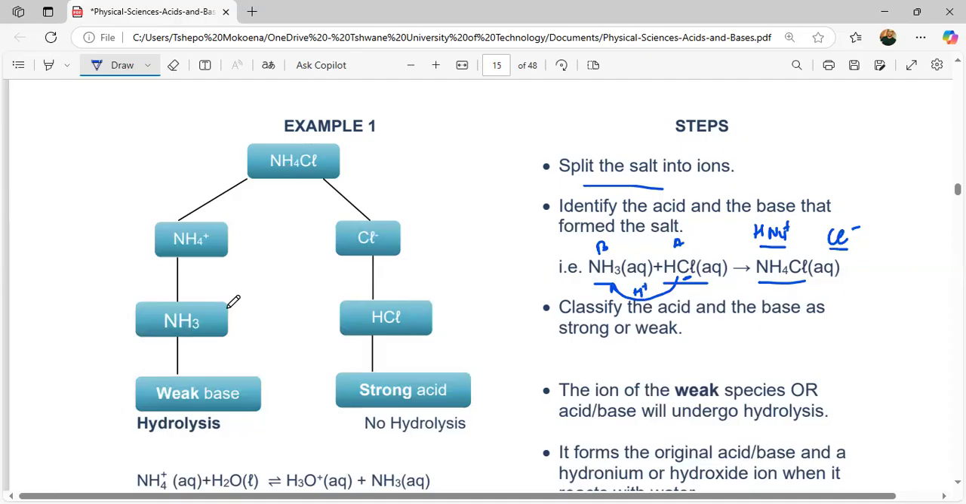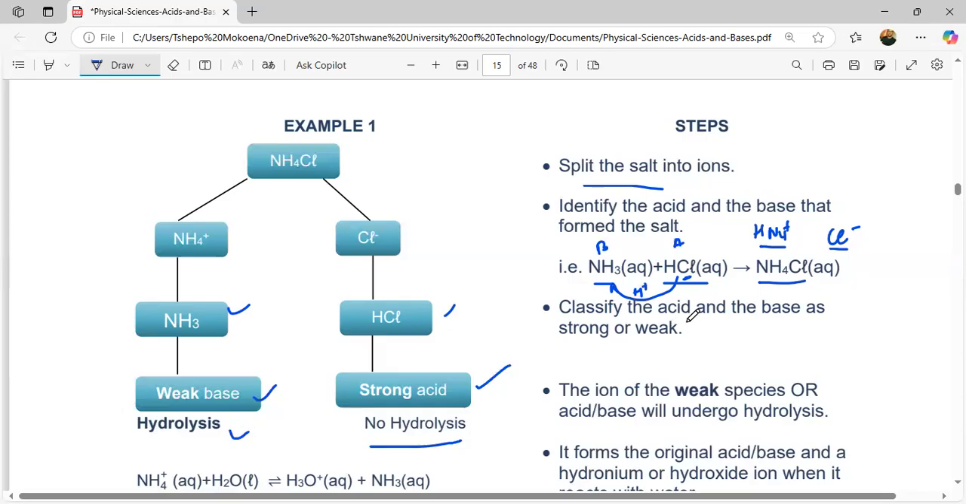Now, by looking at this, you should know, like I said, we looked at the table. We know how a strong acid looks like, how a weak acid looks like, how a strong base looks like, how a weak base looks like. So NH3, which is ammonia, is a weak base. HCl is a strong acid. And we saw that strong acid and strong base do not undergo hydrolysis. A weak base is the one that undergoes hydrolysis because it's weak.